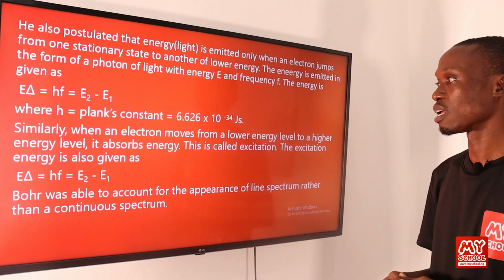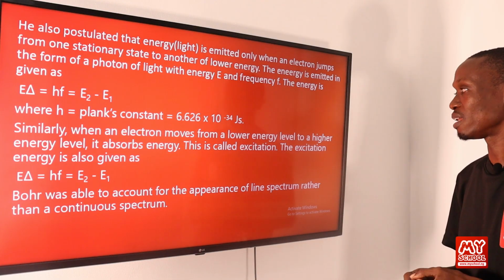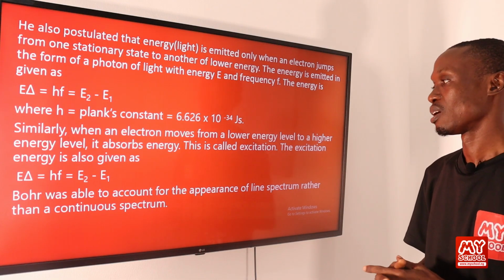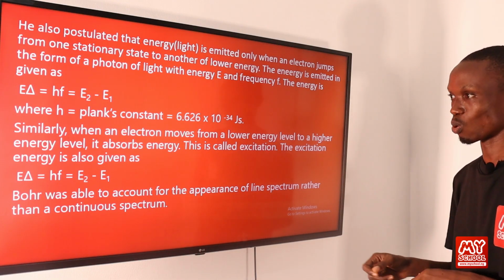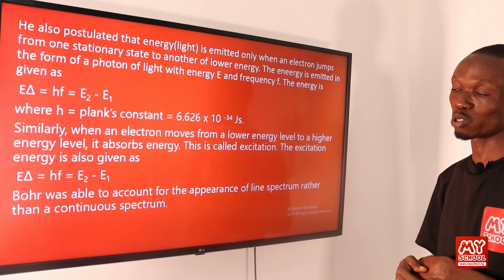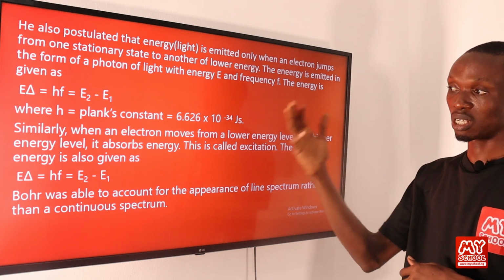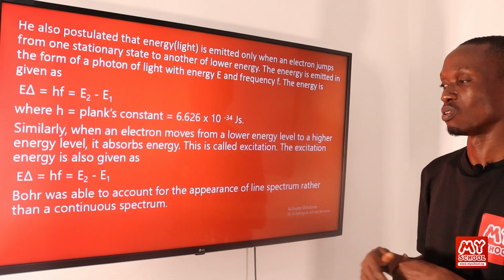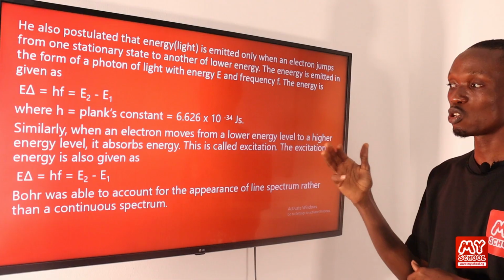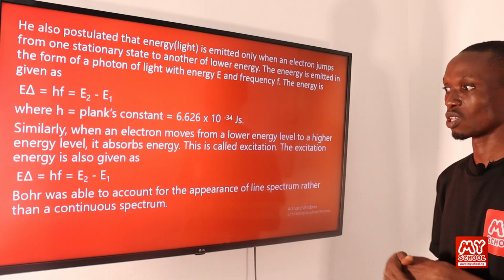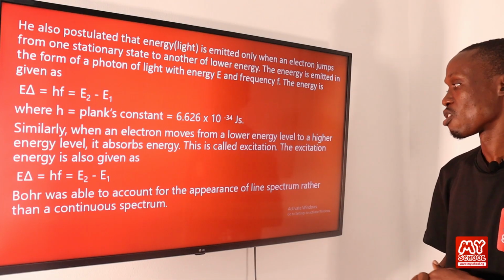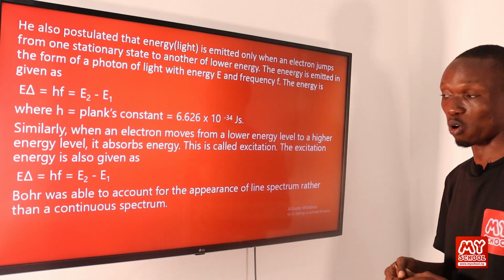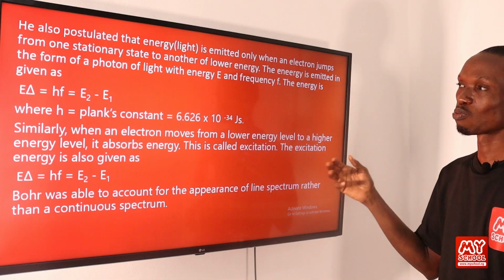Similarly, when an electron jumps from a lower energy level to a higher energy level, it absorbs energy, and this is called excitation. The excitation energy is also given as delta E, that is the change in E, is equal to hf, and that is equal to E2 minus E1. So Bohr was able to account for the appearance of line spectra rather than a continuous spectrum. Let's move to the next slide, please.